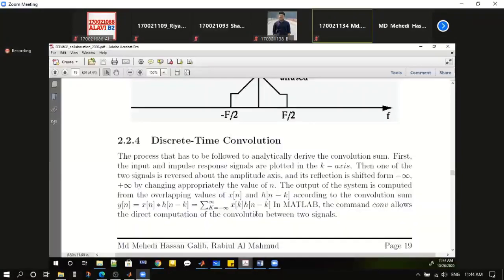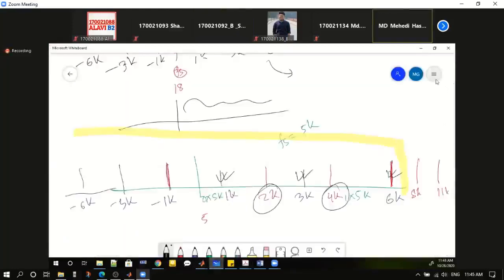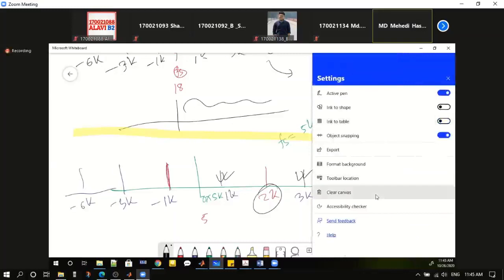No. So okay. Discrete time convolution. What is the purpose of discrete time convolution? What is the usefulness of this one? Get the output signal, sir. How can we get the output signal, Sakib? We have to know the impulse response of the system. Then if we do the convolution with the input, we'll get the output signal. Yes, thank you. Your answer is totally correct.